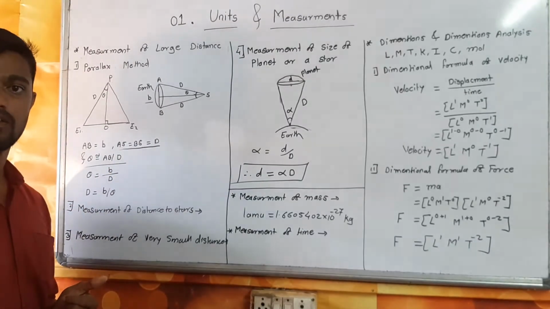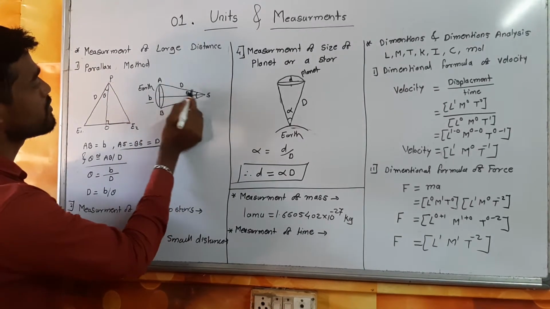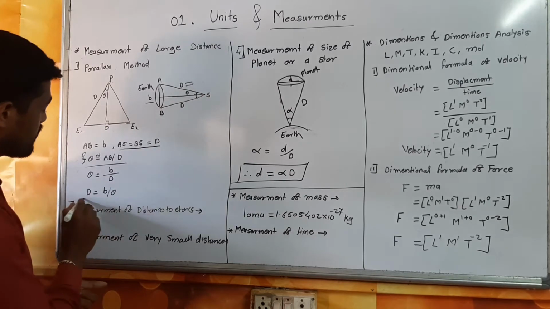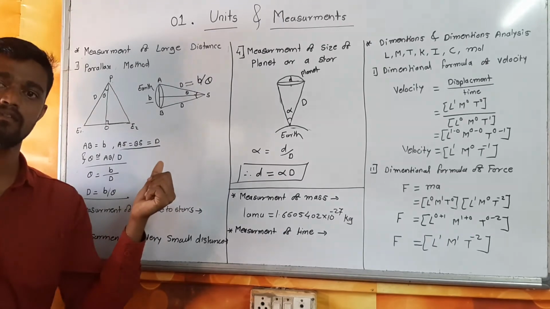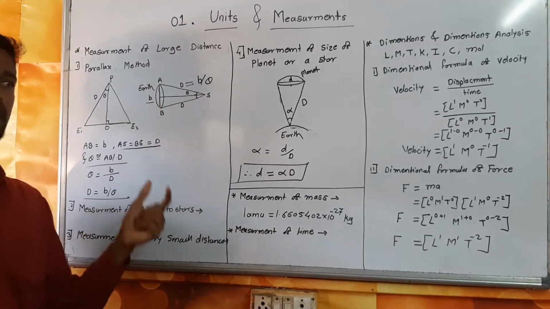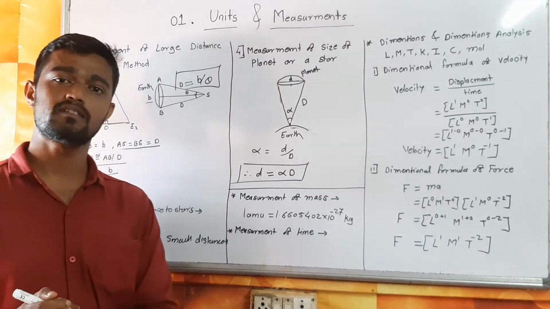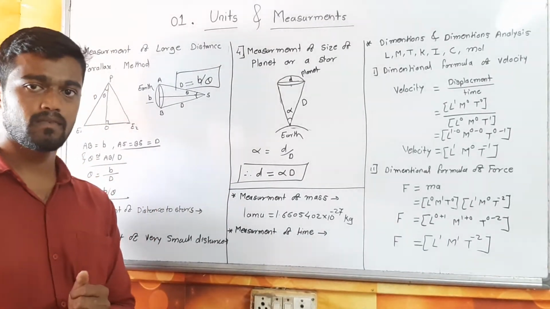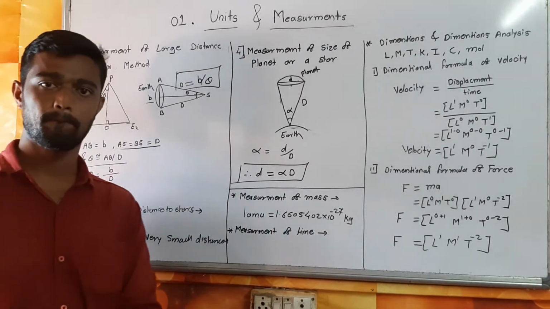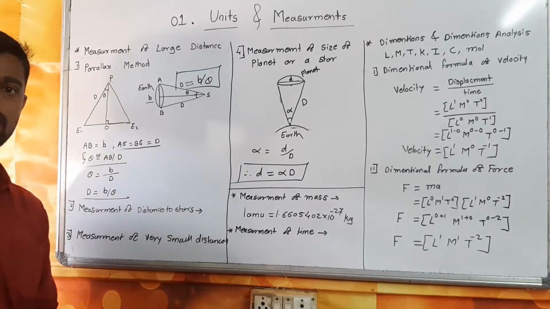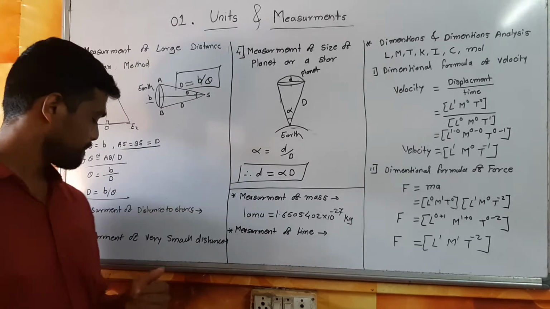We want to find the distance between Earth and Sun, so we want to find this D, and D's value is b upon theta. We use this formula, D equals b upon theta, to calculate the distance between Earth and Sun. The same applies for measurement of distance to a star. Suppose the star is your Sun; then we use this parallax method for measurement of distance to a star.